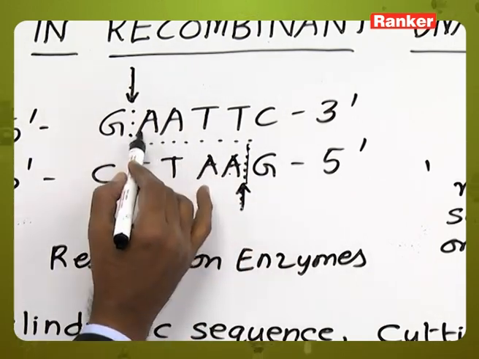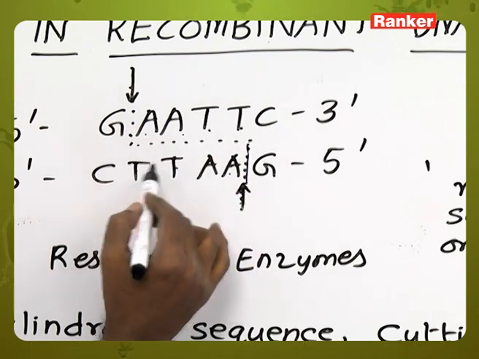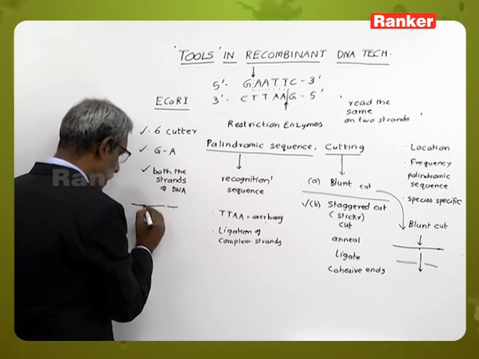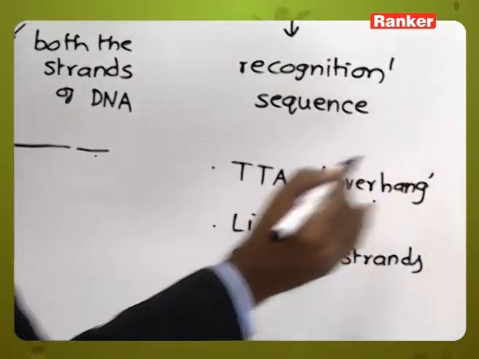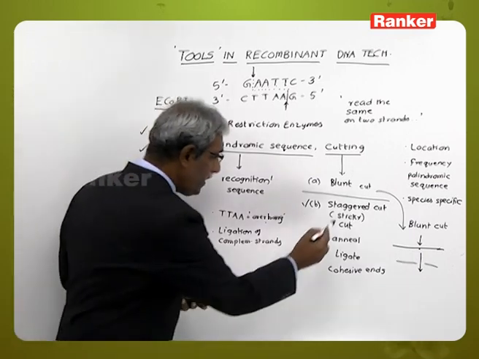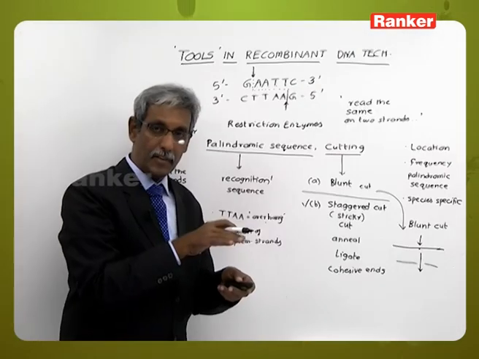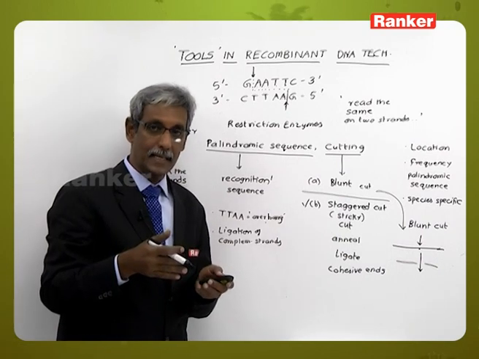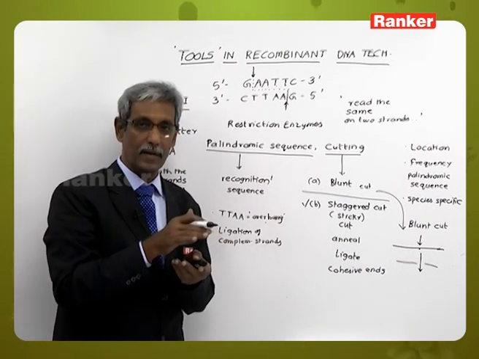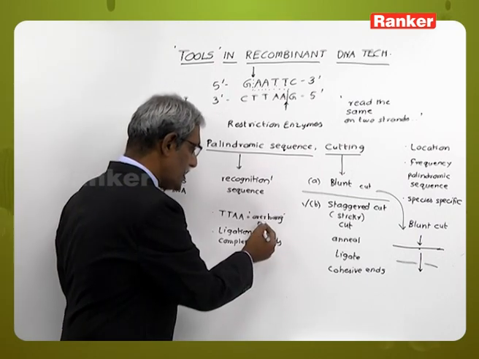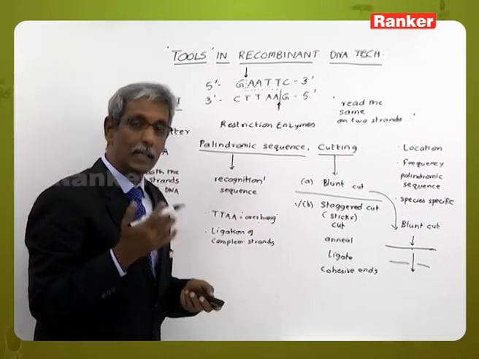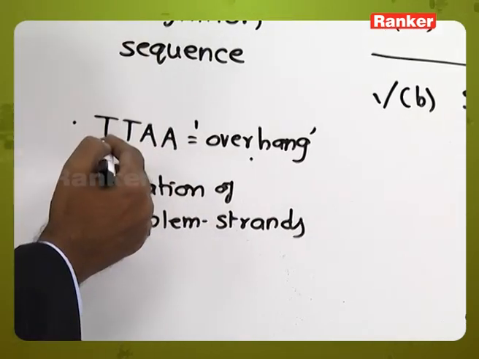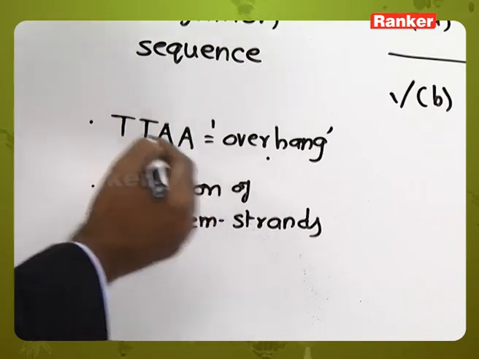This AATT and TTAA is termed an overhang. That is, it comes on the upper surface, which is called an overhang. So whenever we have a staggered cut, a cut which does not cut the sequence correctly at the center, but shears through it, the enzyme produces an overhang. And normally the overhang which is formed due to EcoRI, EcoR1, is TTAA.